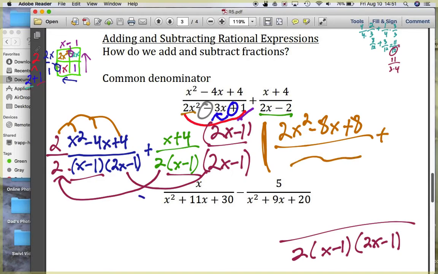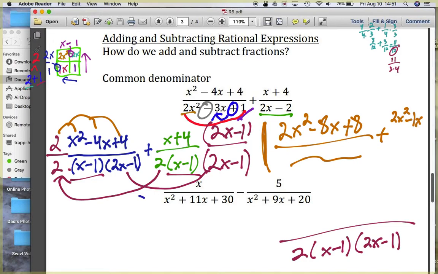Plus, do the same thing here. FOIL the tops. Hopefully you remember how to FOIL. In case you don't, FOIL stands for first, outside, inside, last. So the first two terms are x and 2x, which gets me 2x squared. Then I multiply my outsides. I have x and 1, a negative 1, sorry. So I get minus 1x.